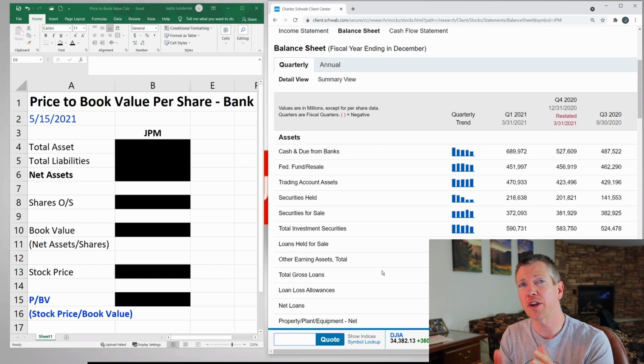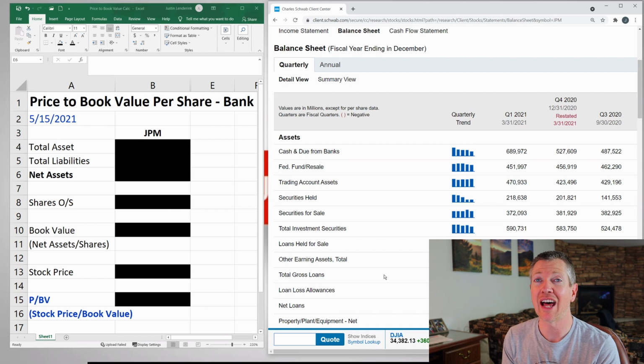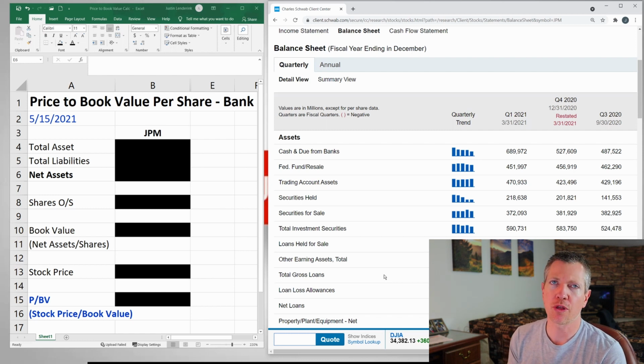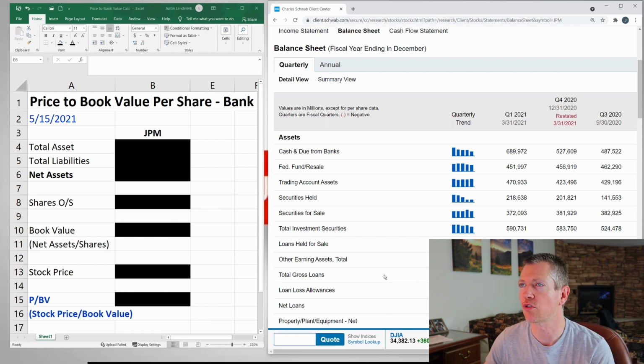So what you want to do is go to the balance sheet and go to the last quarter. Don't go to the last year, because depending on when their fiscal year ends, it could be March, it could be September, it could be June, you never know. So you want to go to the last quarter. Today's date is May 15th, 2021, so the last quarterly earnings for JP Morgan is March 31st. So fairly recent, which is great.